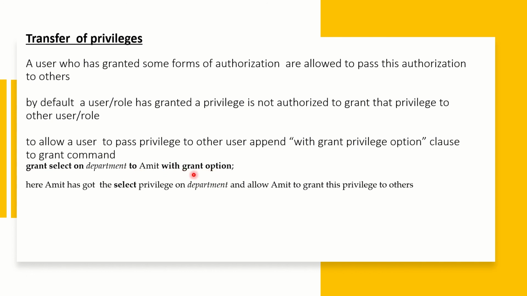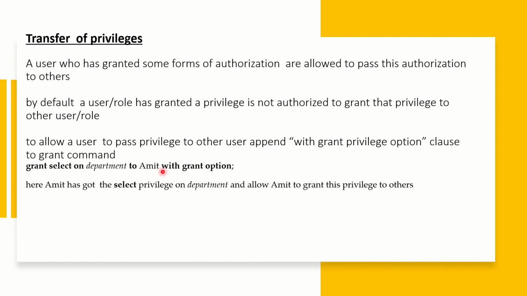What is the meaning? Actually, Amit has been granted a select authorization. That is, he can take values from the department table. And he also has been given the right to transfer, to grant his authorization, his privilege, to another person. So that is the meaning of this one.